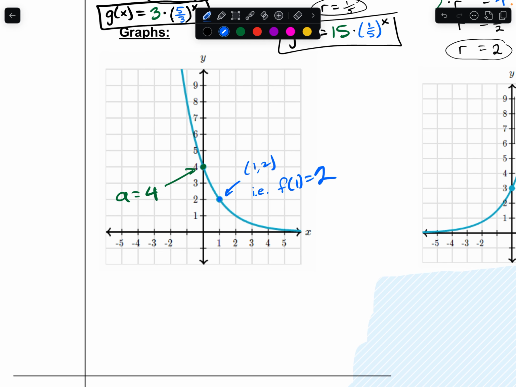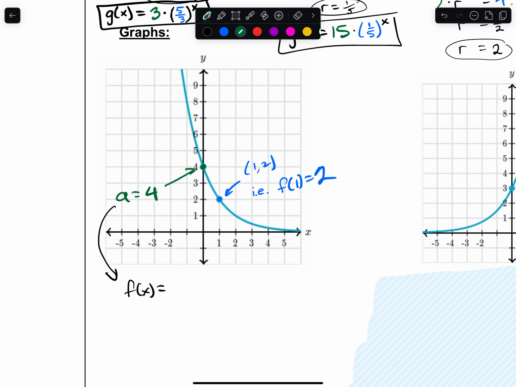All right, so since a is 4, we know that f(x) is going to be 4 times some common ratio to the power of x, which means f(1) is 4 times r to the power of 1. Problem is we still don't know what r is. We do know this, though. We know that f(1) is 2.